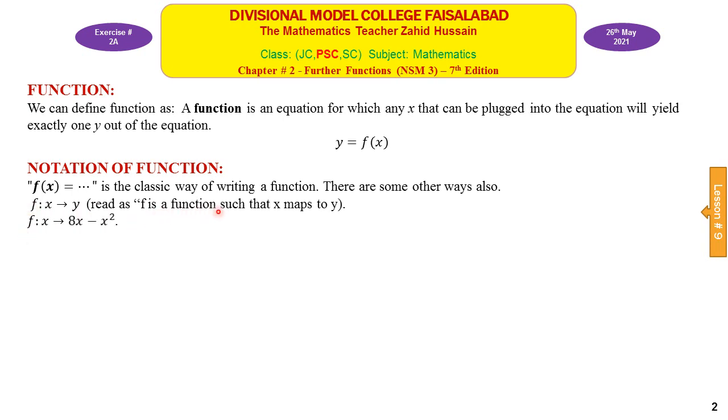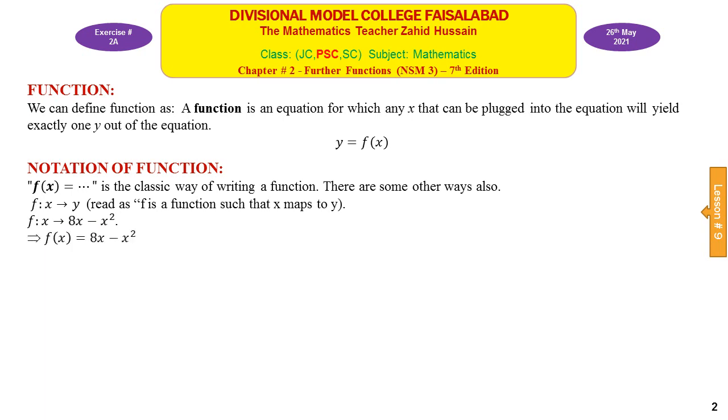This is read as f is a function such that x maps to y. That is, f is a relation that maps every element x to one and only one element of y. This x is the element of one set, and y is the element of another set. So this is the relation defined here. If we put any value of x, we will get one value of y.